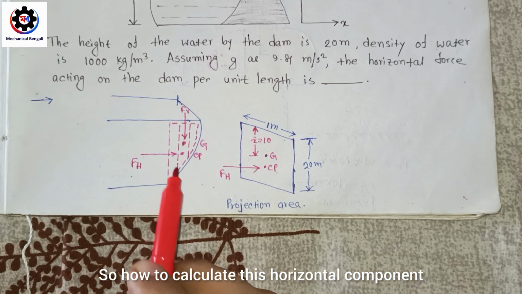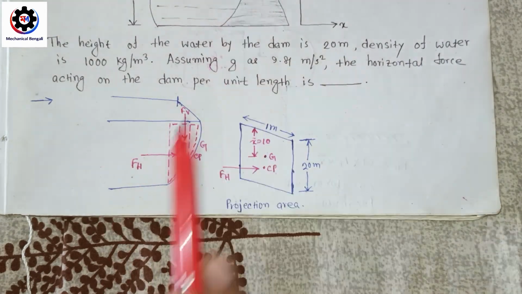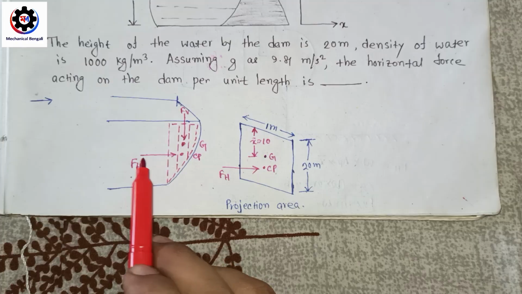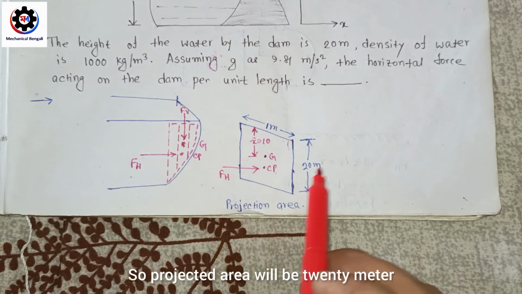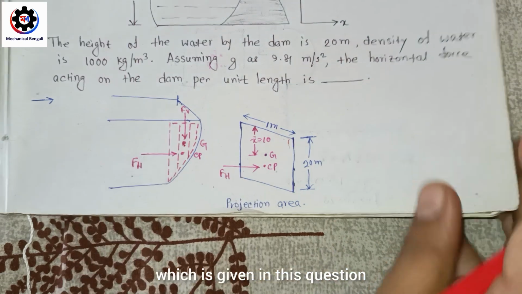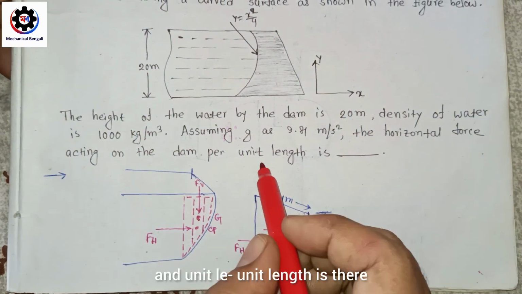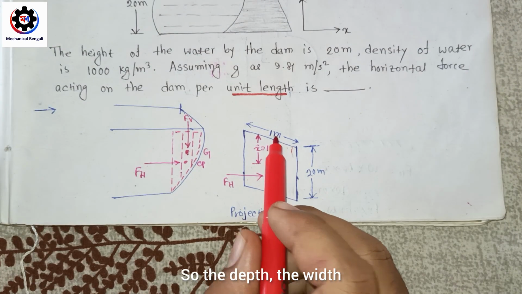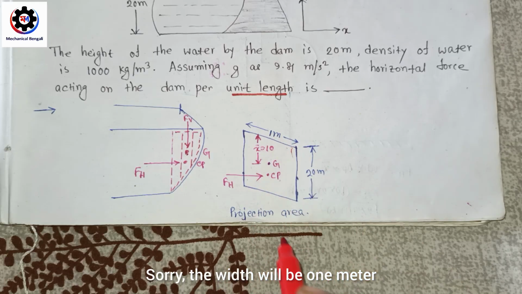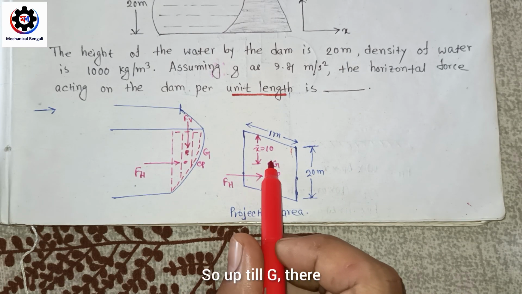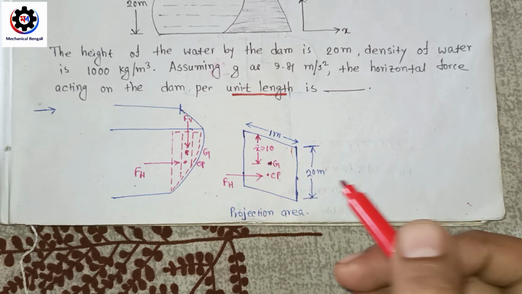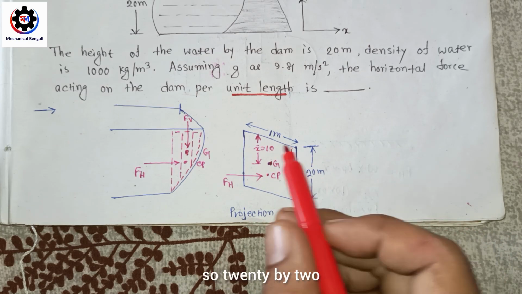So how to calculate this horizontal component? Just draw the same picture here. So this is the center of pressure, from where the horizontal force will act, and this is the center of gravity. Okay, now this is the projected area. So the projected area will be 20 meter, that is the 20 meter depth which is given in this question, and the unit length is there, so the width will be 1 meter. If you want to calculate the horizontal force, how will you calculate that? So G, x bar: up to G there will be a distance x bar, that is equal to 10 meter, because this is 20 meter, so 20 by 2 is equal to 10 meter.